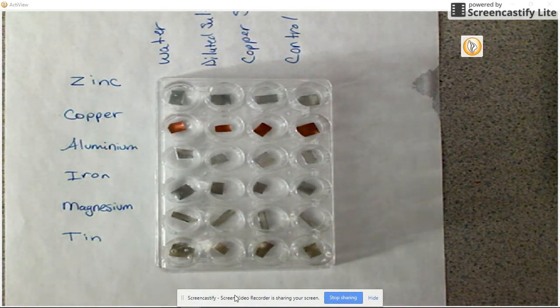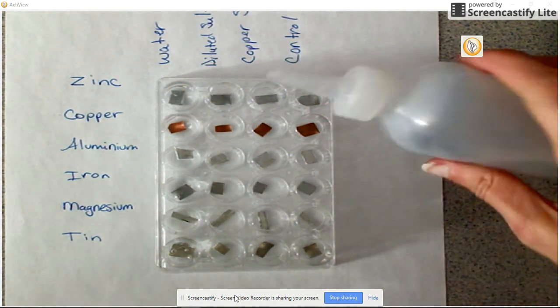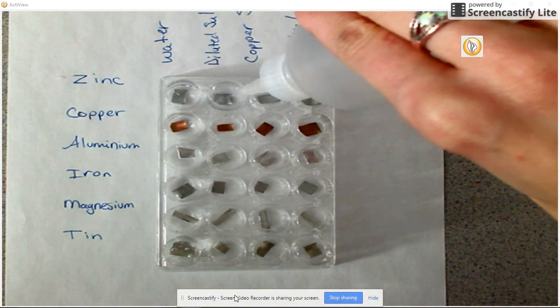I've got some floaters, so I will be using my tweezers in just a moment to fix those. Next, I'm going to add the diluted sulfuric acid. I've diluted it for safety reasons, but we should still see a reaction from some of these.